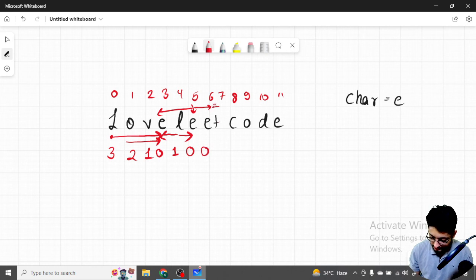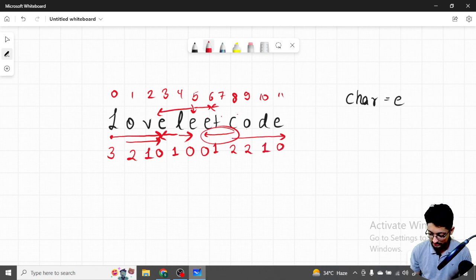Now for here the closest E is on the left hand side, that is 1 distance. For this there are 2 E's. Either I can look for this E as well as look for this E. So this one is smaller, so it is like 2 distance apart. Then for this one 1, 2, 3, and this is 1, 2, so 2 distance apart, 1 distance apart and 0 distance apart. So this is the array that you have to form.